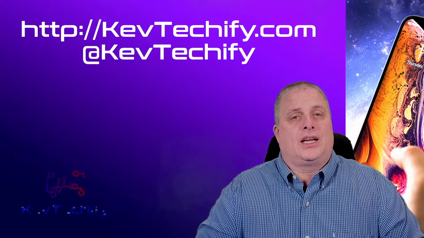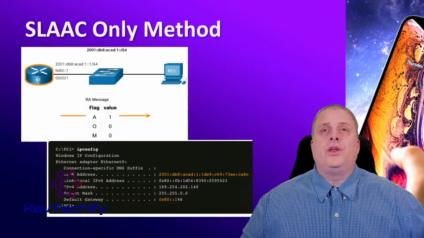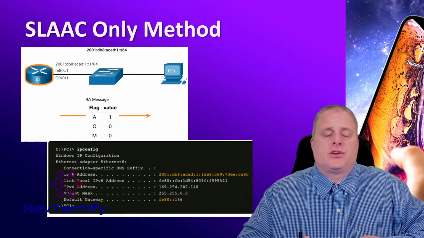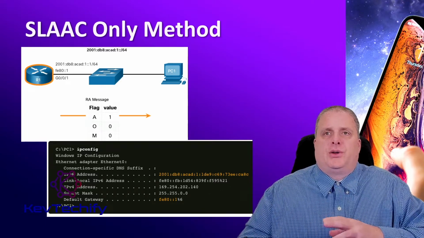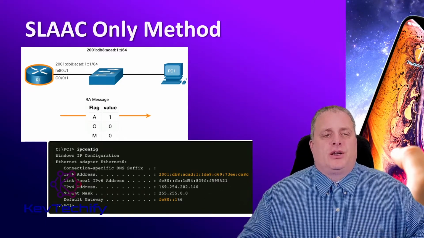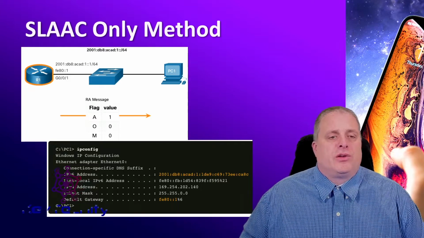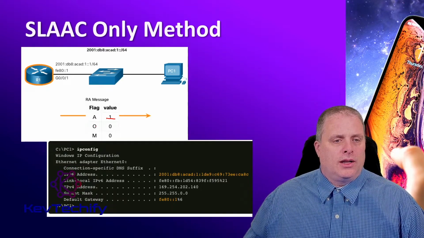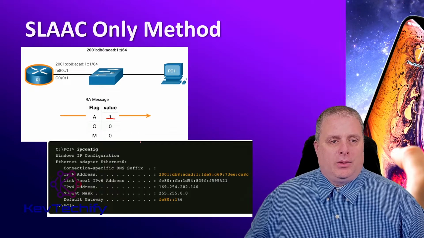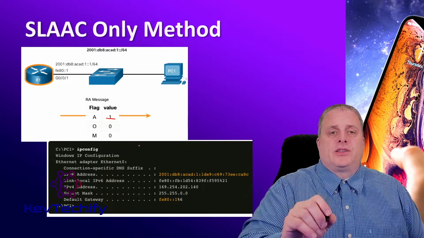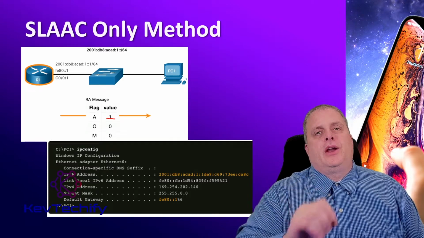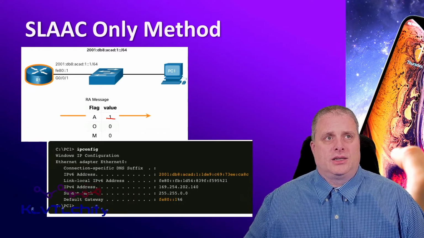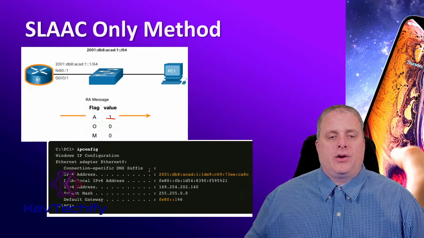When we use stateless address auto-configuration only, so there is no DHCP server, we're not pulling other information, we're not doing a managed address configuration. When we're only doing stateless address auto-configuration, this is how our flags are set. A is set to 1, and then O and M are just set to 0s. And once again, that means the device, the host, is responsible for generating its own global unicast address. When those flags are set, we will generate our own address.